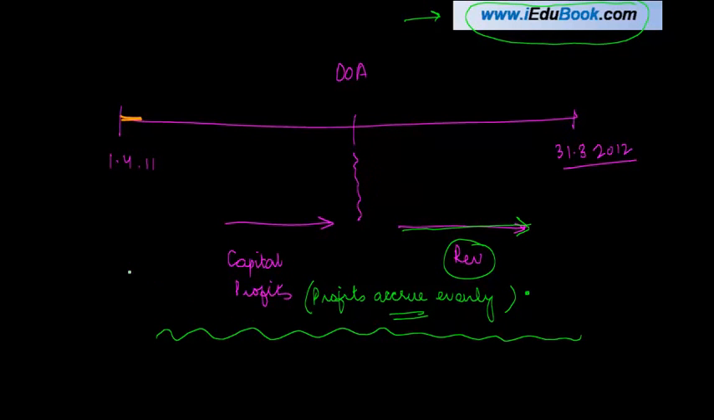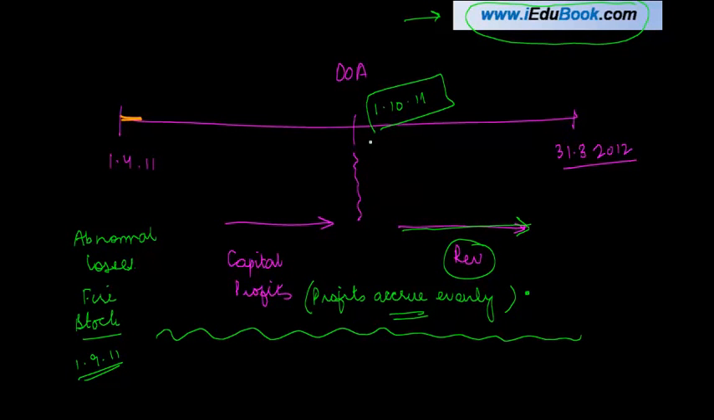But what can happen is that there could be certain cases where you may have abnormal losses or one-time losses. Let's say, for example, there was a fire in the business which destroyed some of the stocks. And this happened, let's say, on 1st September 2011. Let's say my date of acquisition is 1st October 2011. Now in this case, if I know that this abnormal loss has happened on 1st September, the assumption that profits accrue evenly will not be correct. This abnormal loss is obviously deducted from the closing profit. Or in other words, the closing profit must have been computed after deducting these abnormal losses.